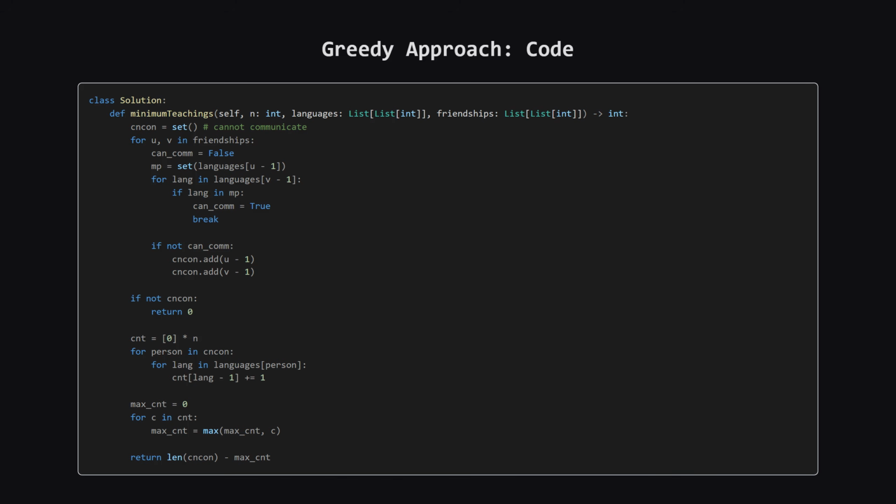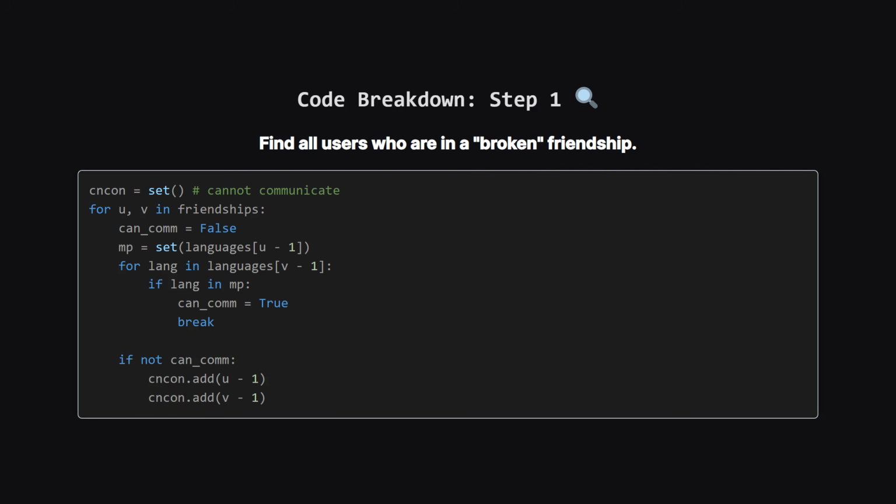Alright, here's the full Python code that implements this greedy strategy. It might look like a few moving parts, but it follows our logic exactly. Don't worry, we're about to break it down step by step. First things first, we create a set, which we'll call cannot_communicate. A set is perfect here because it automatically prevents duplicates. We then loop through every single friendship.